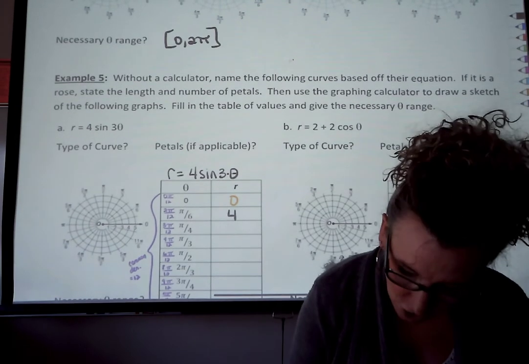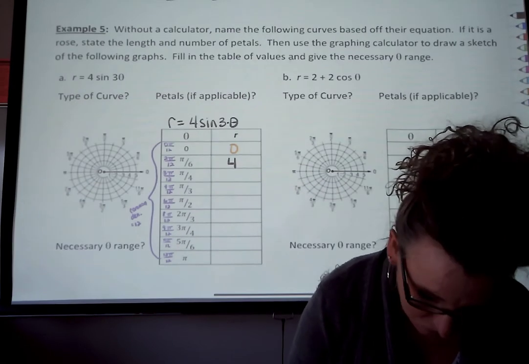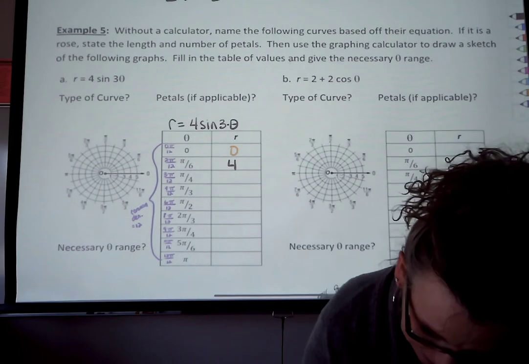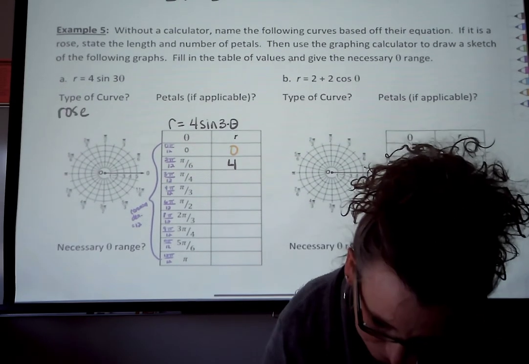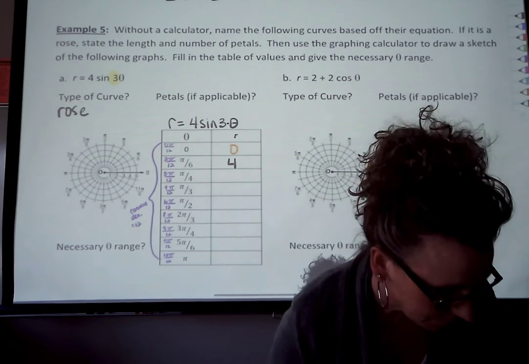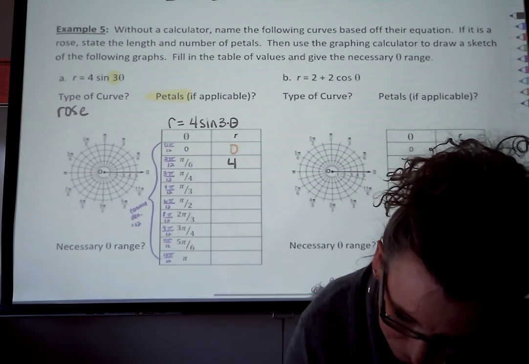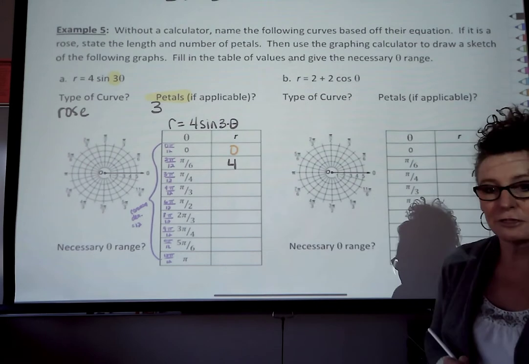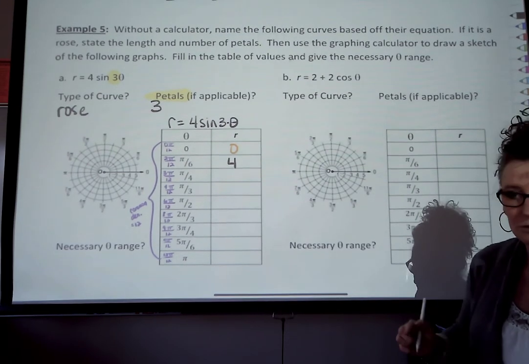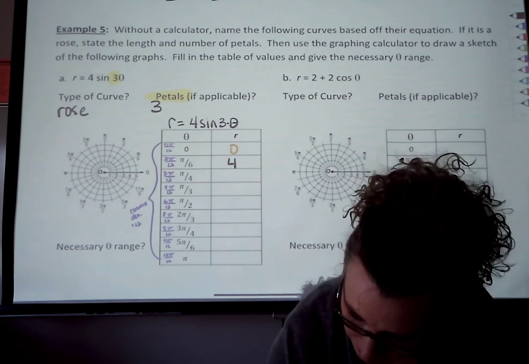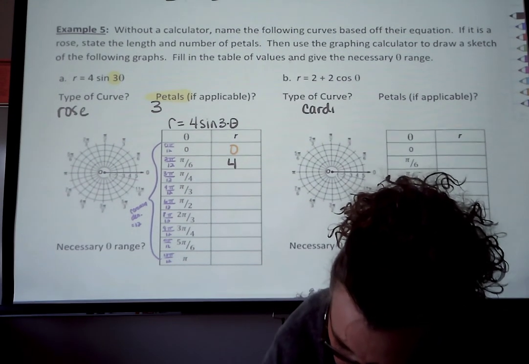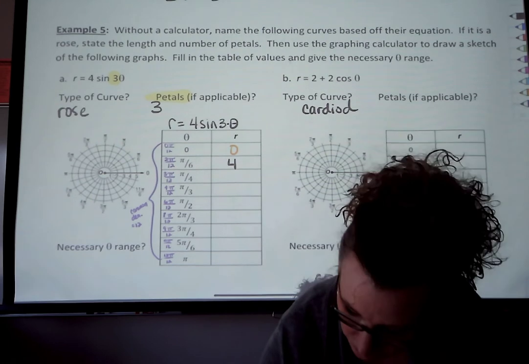All right, without a calculator, can you tell me what kind of curve it is? Yes, you can look at your notes. It's a rose curve. It has 3 petals. It's odd, so it's straight up just the number of petals. The next one is a cardioid. Yes, you may refer back to your notes. Petals, not applicable.